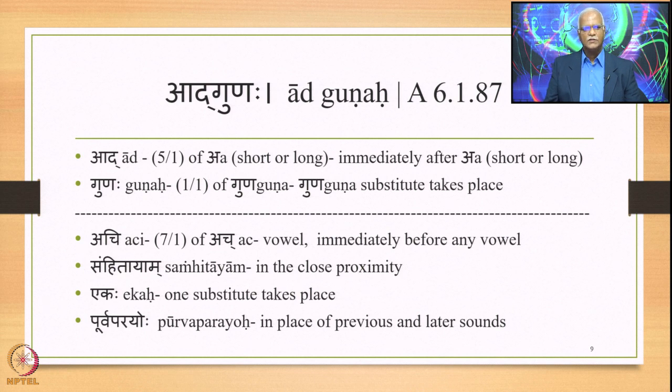So at is 5/1 of a, short or long, hrasva or dirgha. And so at means immediately after a, either short or long, hrasva or dirgha. Guṇaha is 1/1 of guṇa. What it means is guṇa substitute takes place. The words continued from the previous sutra are these: achi from iko yanaci 6.1.77.